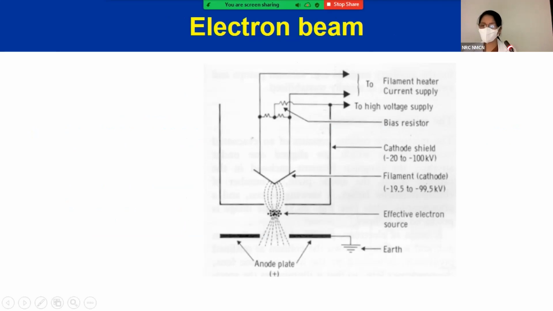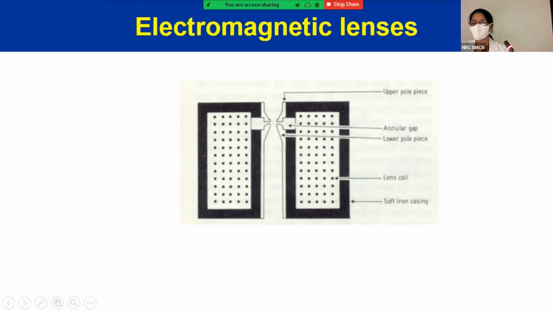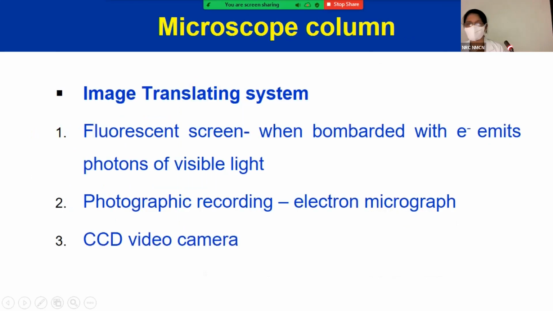And this is the anode, so that the beam is effective, and the electron source is maintained. These are the electromagnetic lenses which are used. Now when we go to the image translating system, it has a fluorescent screen. As I said earlier, the electron beam comes after passing through different lenses through the specimen, and then it comes on the fluorescent screen where an image is formed.